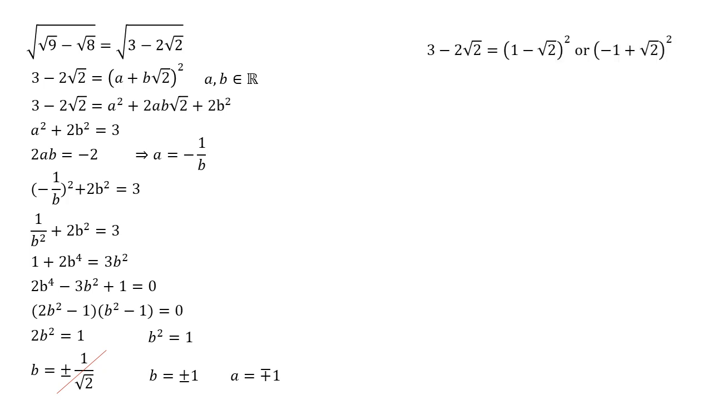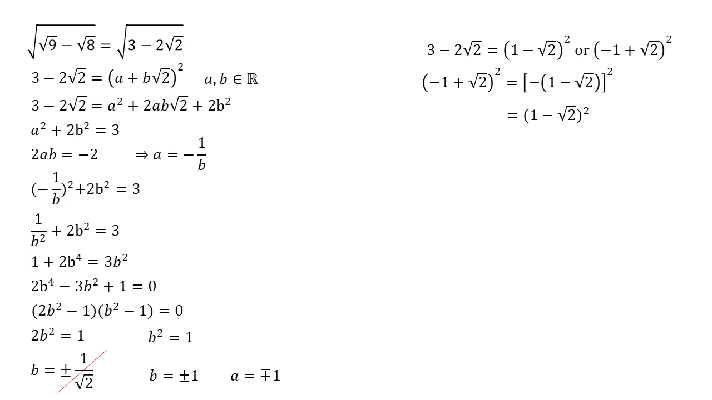Using these a and b values gives us that 3 minus 2 root 2 is equal to either 1 minus root 2 all squared or minus 1 plus root 2 all squared. But looking at those two brackets, they're very similar there. We can see that minus 1 plus root 2 is the same as minus brackets 1 minus root 2, our original one, which if we square is going to equal also 1 minus root 2 squared. So we've got that 3 minus 2 root 2 is equal to the square of 1 minus root 2.